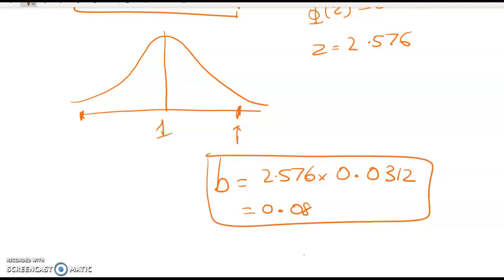So that's what I'm being asked for, but you can see that what we could put on the graph is that we could draw on those two limits. So this one would be 1.08 and this one would be 0.92. And that would chop off 0.5% in each tail. 0.5% here and 0.5% here. Okay, that's that question done, I think.